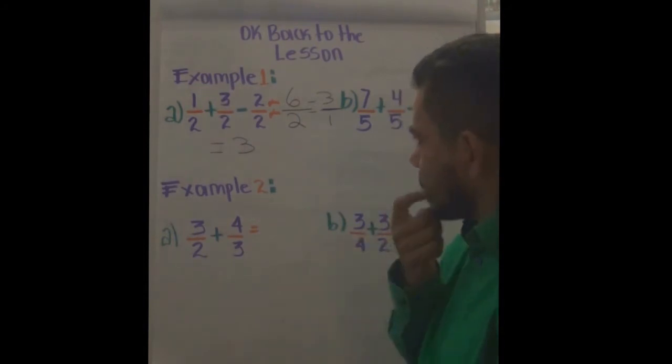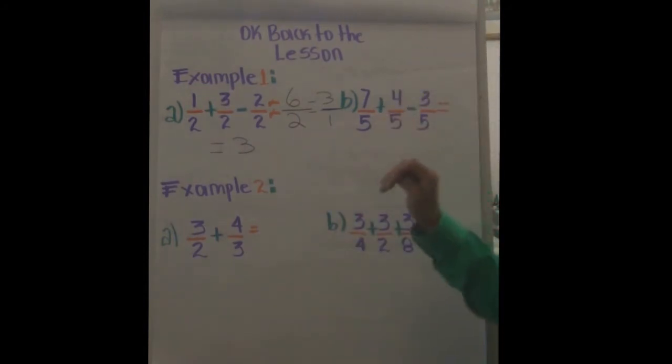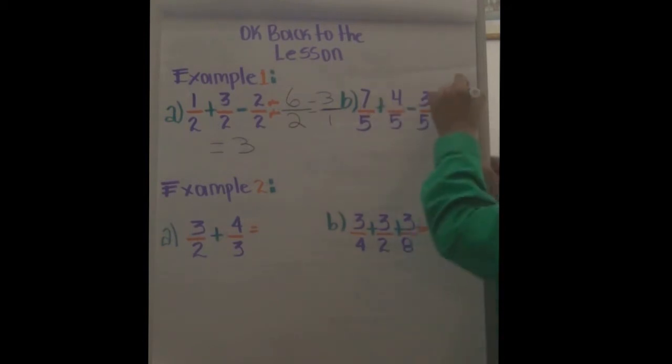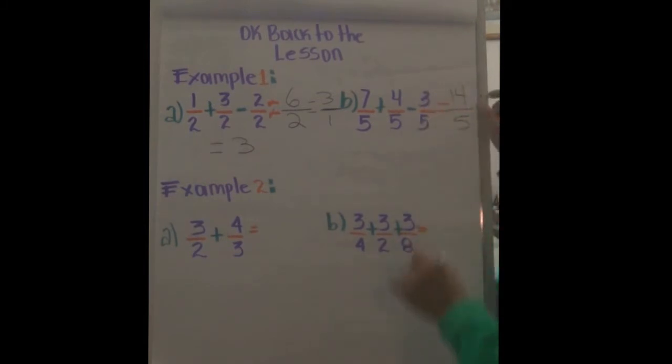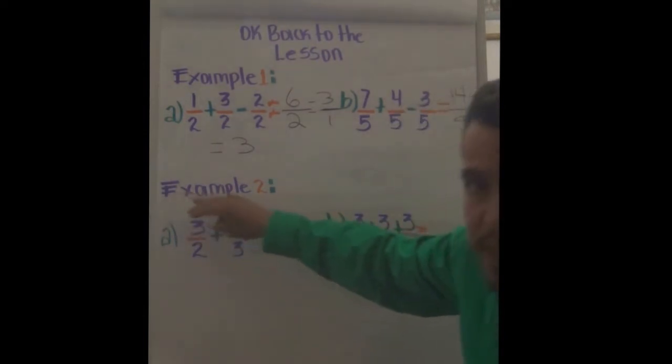Got it? Alright then. This one, look, same denominator, yes, so 7 plus 4, 11, plus 3, 14. So it's 14/5. Do me a favor and also change that -3/5 to +3/5.